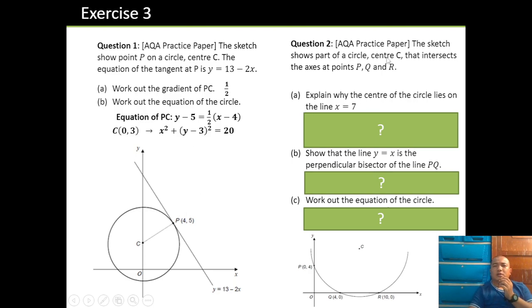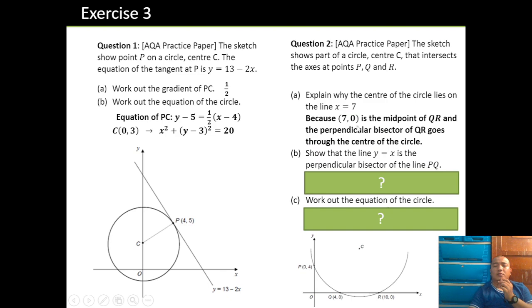Next, the sketch shows part of the circle center C that intersects axes at points P, Q, and R. Explain why the center of the circle lies on the line x equals 7. Because (7, 0) is the midpoint of QR, and the perpendicular bisector of QR goes through the center of the circle. Show that the line y equals x is the perpendicular bisector of the line PQ.